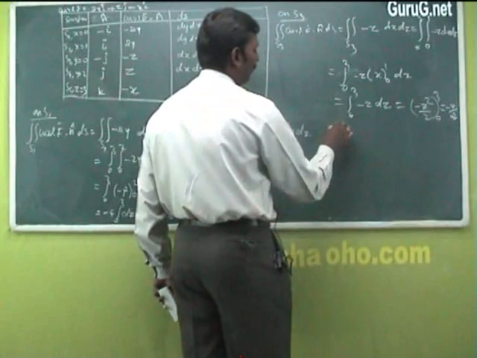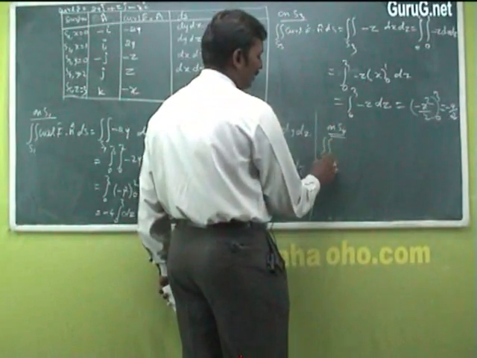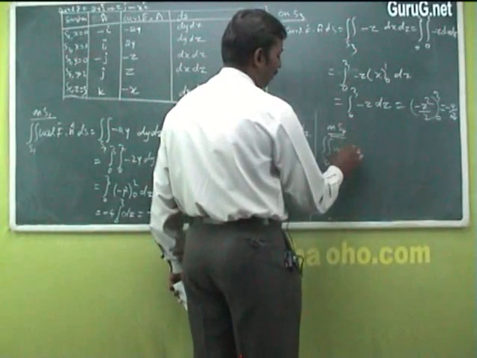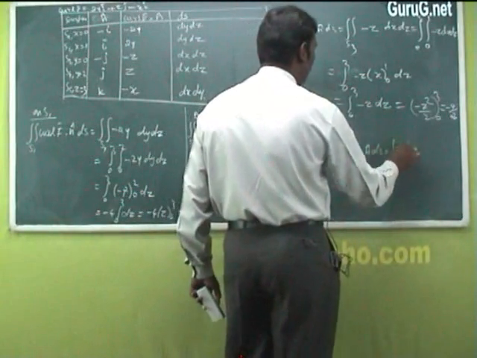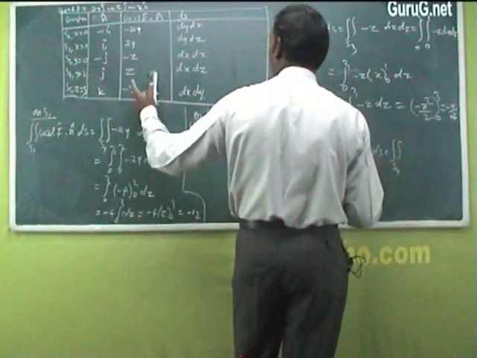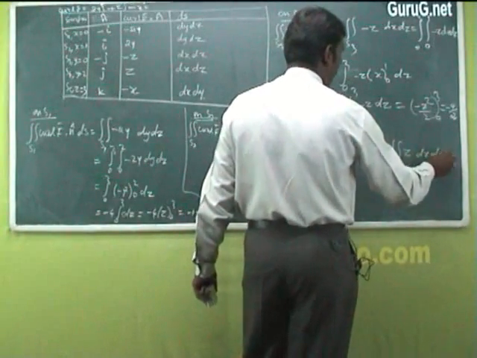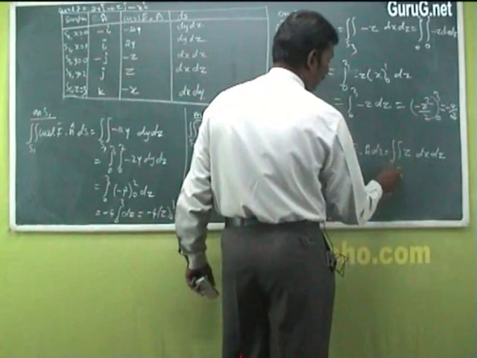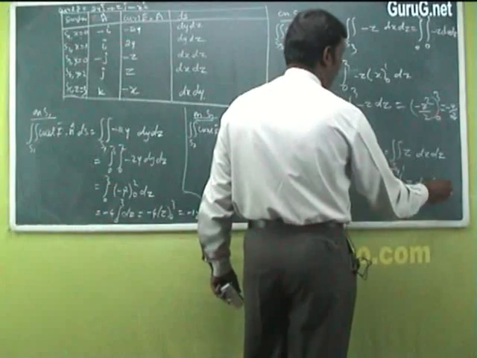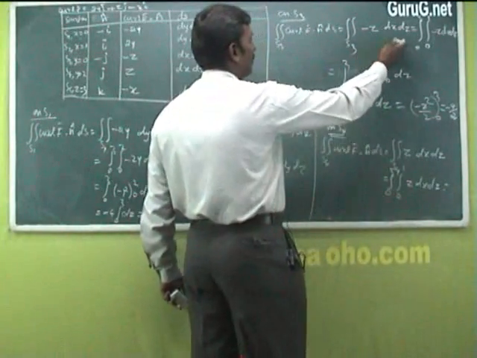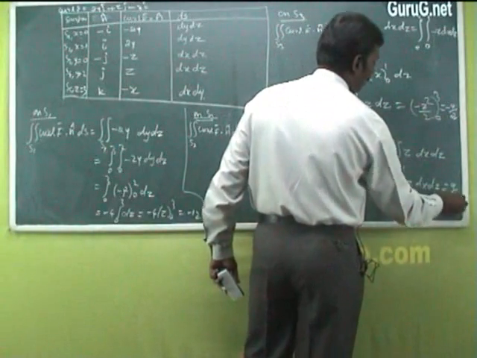On S4, double integral over S4 curl of F dot n cap ds. So double integral over S4 curl of F dot n cap is z dx dz. So here 0 to 3, 0 to 1 z dx dz. So here it is the same. Here there is minus and here there is plus. So what will the answer be? Plus 9 by 2.